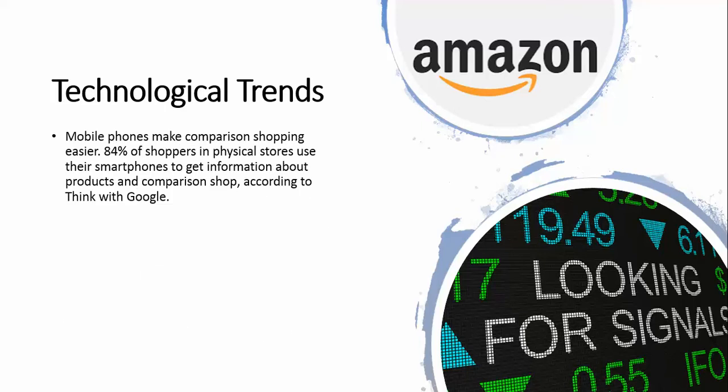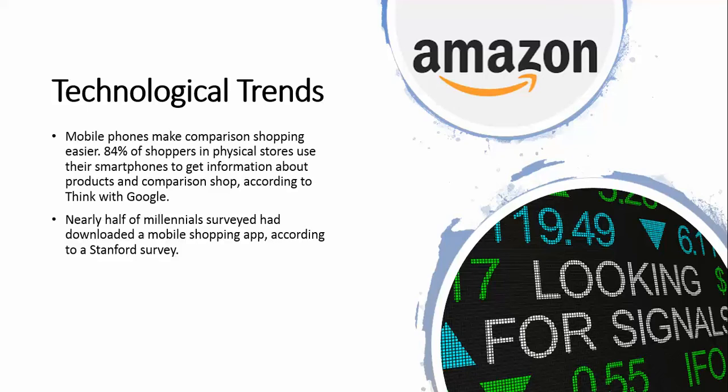Here we see mobile phones make comparison shopping easier. 84% of shoppers in physical stores use their smartphones to get information about products and comparison shop, according to Think with Google. Obviously, this is relevant to companies like Amazon, online retailers, when consumers are shopping. Another example, millennials. More than half of them have downloaded a mobile shopping app, according to a Stanford survey.